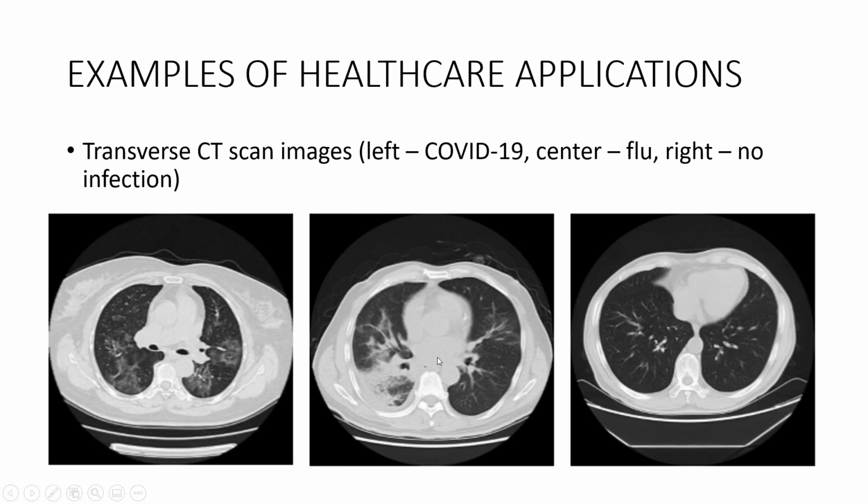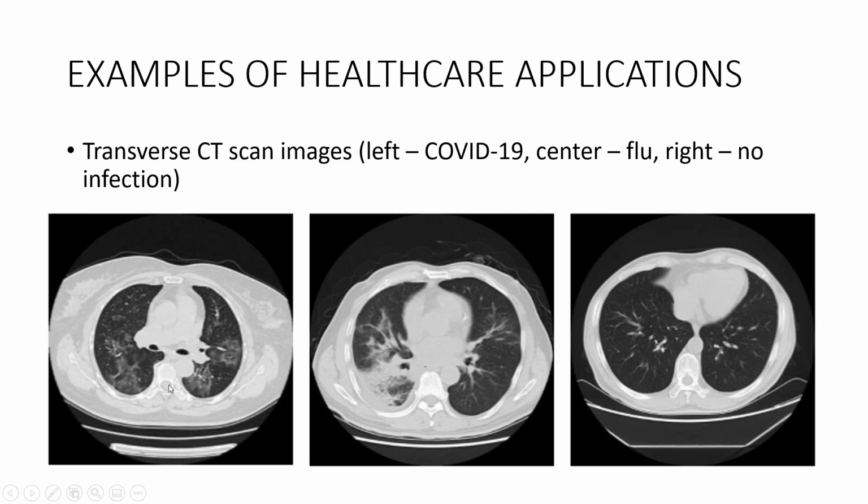Here I've shown you what a so-called transverse CT scan would look like. Here on the right is normal, a person with no pneumonia. In the middle is a person who has flu pneumonia. And here on the left is a person who has COVID-19 pneumonia. Just to get you oriented, here at the top is the front of the patient. You can see the heart right here in this area.